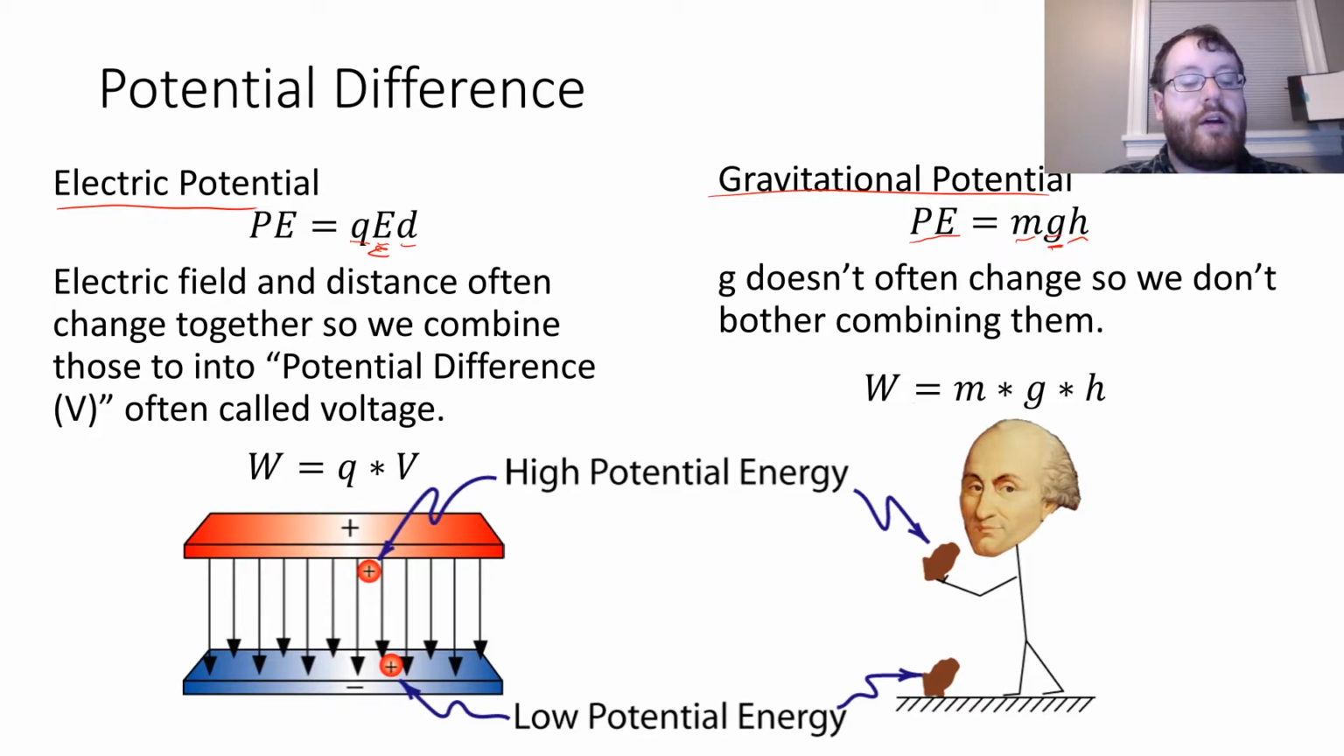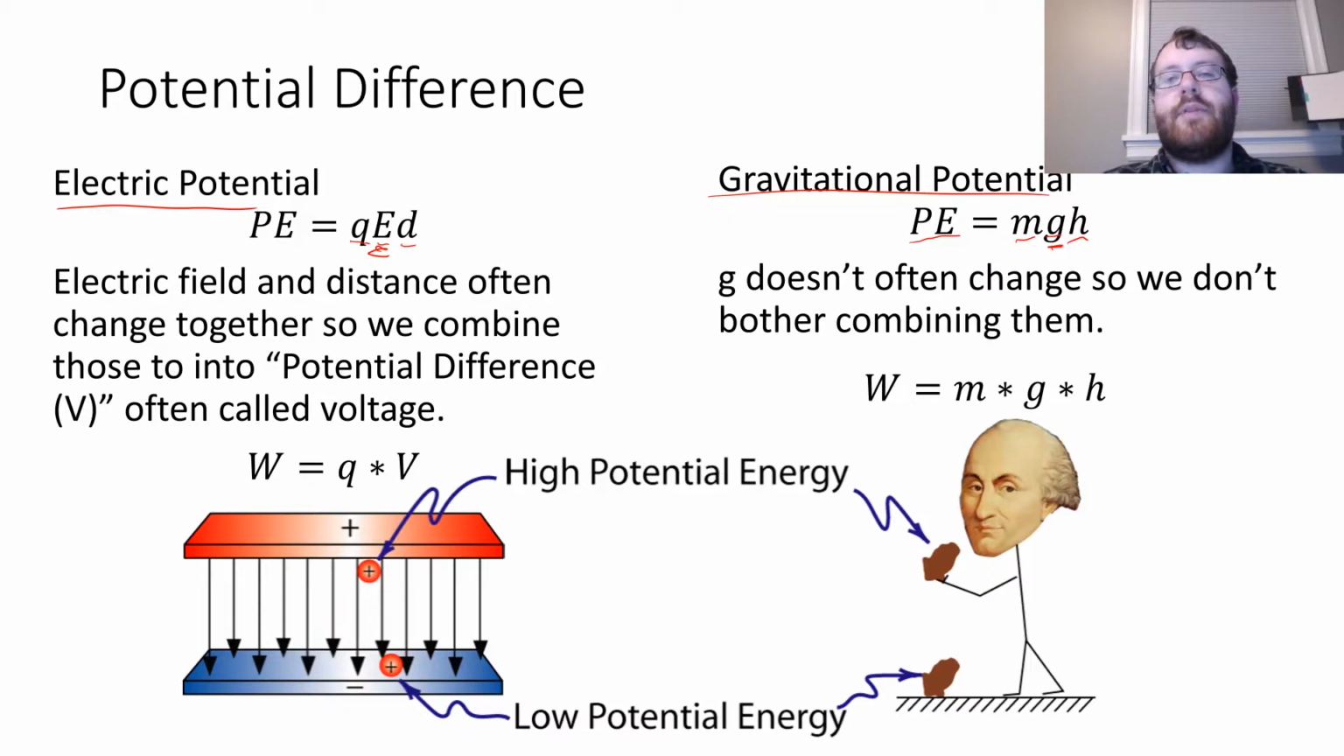Now, because the electric field and distance often change with each other, if we're talking about something other than a parallel plate, so we're talking about a singular charged particle, as you move away from that singular charged particle, not only is your distance increasing, but also the electric field is weakening as you get further and further away. It has less of a pull on it. So because both of those often change together, in electricity we often combine those two terms. And that is what we call potential difference, which is given by the symbol V.